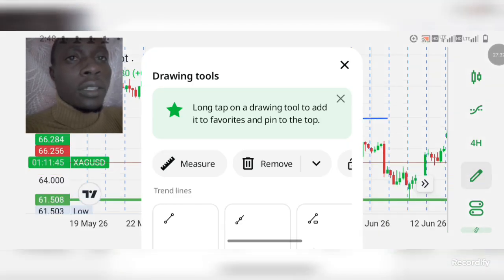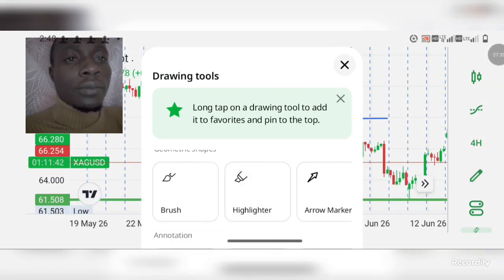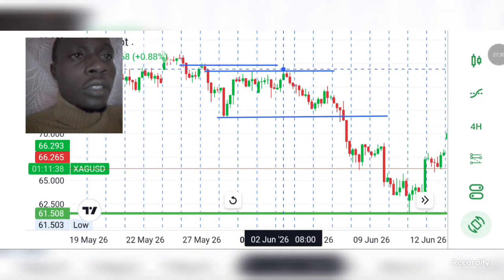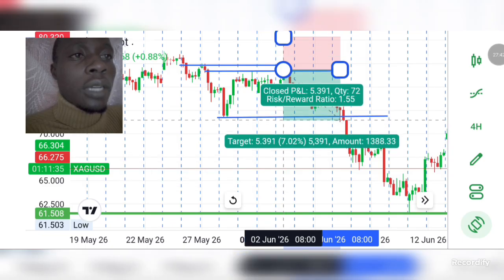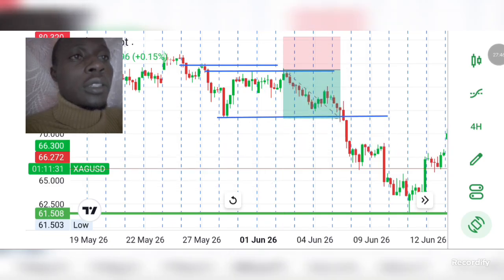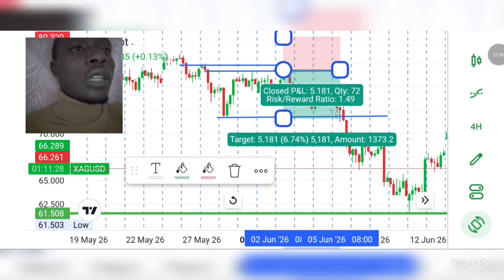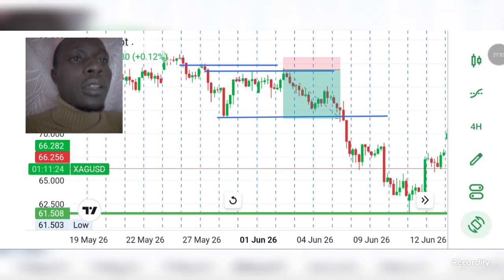Oh, sorry, I'll delete this. So I start to short from this point up to this point where my demand zone is, and make sure that at least your stop loss and take profit make sense. So that is the way.